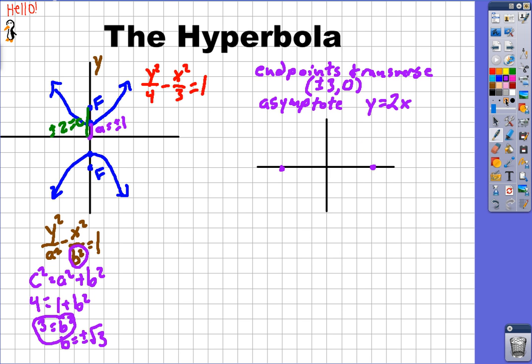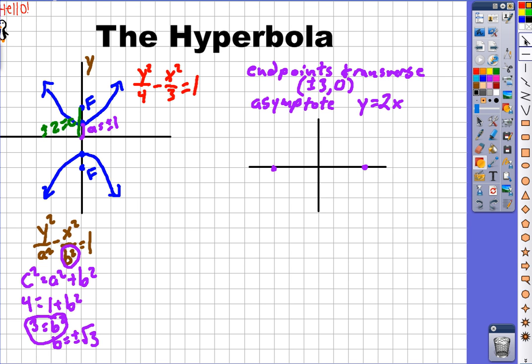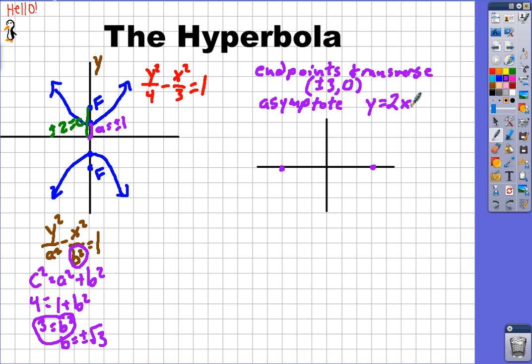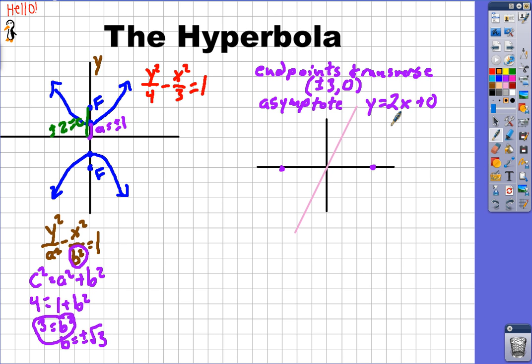The asymptotes are going to tell us where the B value is. Here's what I mean by that. So the asymptote here is y equals 2x, let's go ahead and say plus 0, because we can realize the y-intercept is 0, with the slope of 2 over 1. So we get a line that looks like this, and that's going to mean that we can see the center of our graph has to be right there, the midpoint between the two transverse axes.